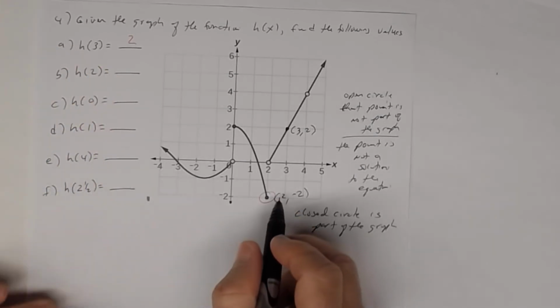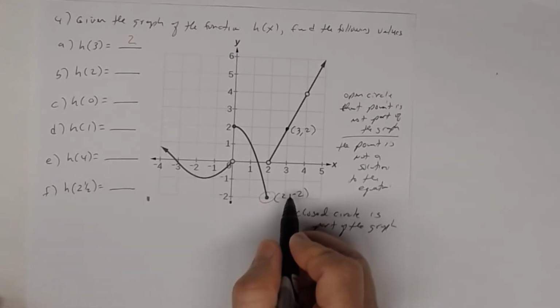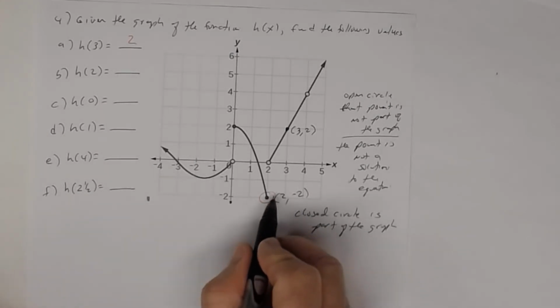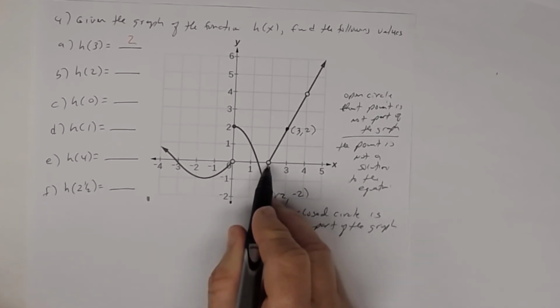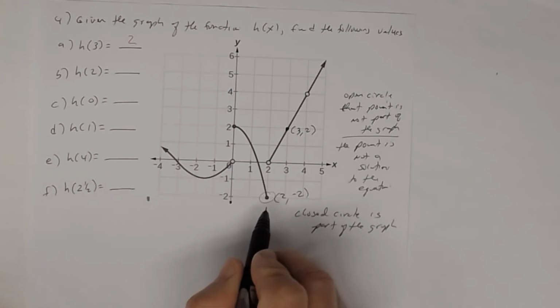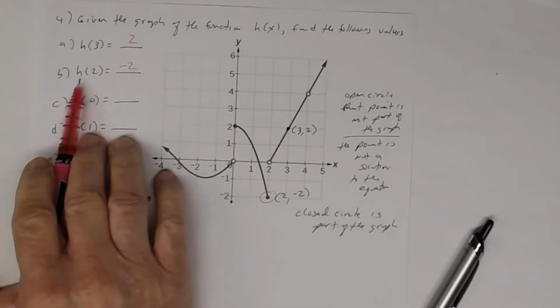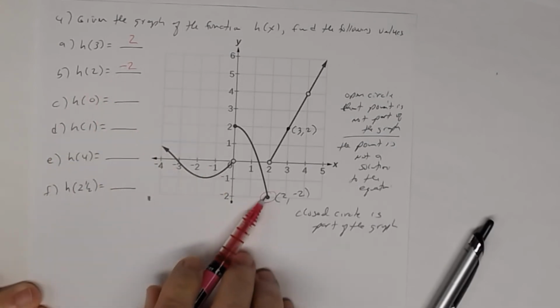All right. So we're going to deal more with open circles later on. Okay, so 2, negative 2. So when x is 2, my y value is negative 2. So you got to use this one. Don't use this one because that's open. So it's important you remember that. So when x is 2, my y value is negative 2. And that's what that says, right?